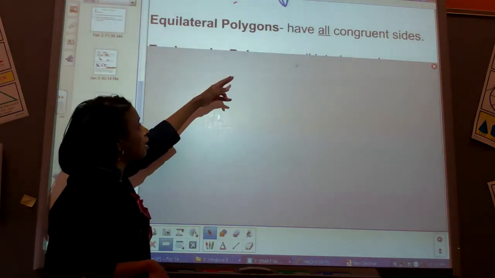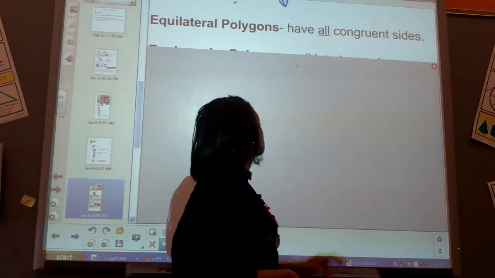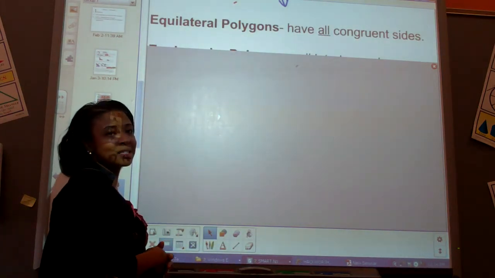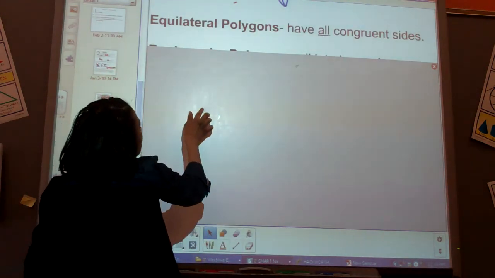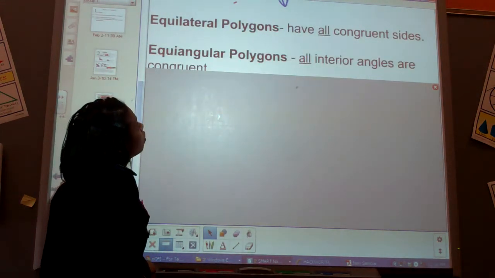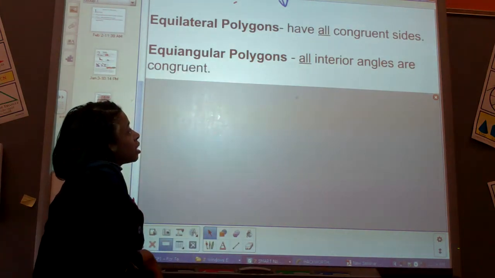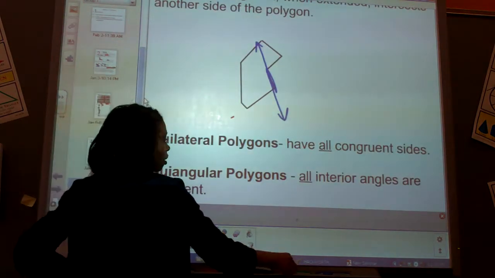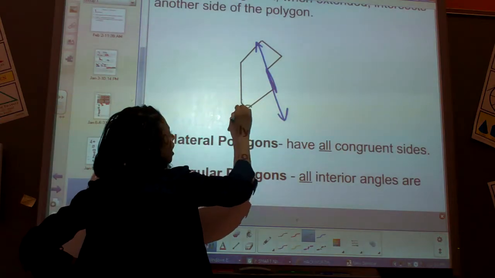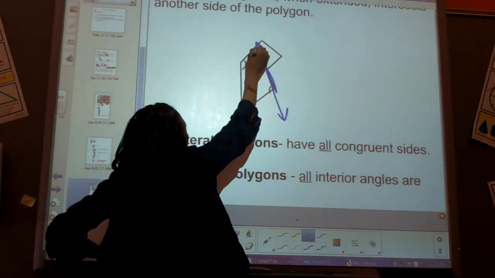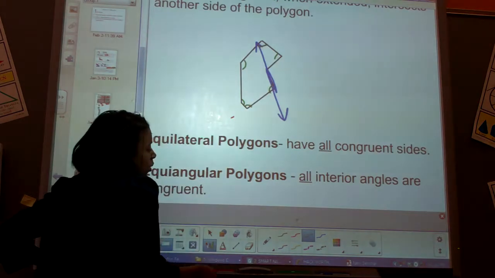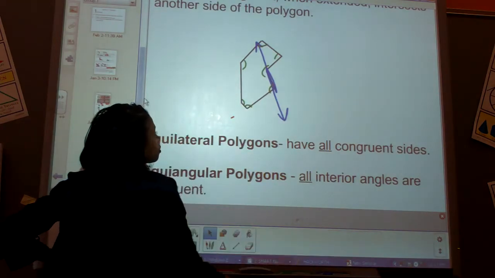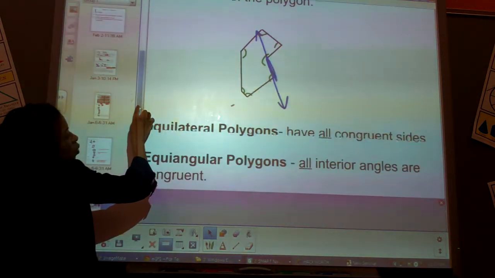Alright. Equilateral polygons have all congruent sides. So if it's 6-sided, if it's a hexagon or a heptagon, all of the 6 sides or 7 sides are congruent. Equal angular polygons means all the inside angles are congruent. So if this were equal angular, that means that this angle here is equal to that angle, is equal to that angle, is equal to that angle, and that angle, that angle. All the angles on the inside will be congruent. And this angle here. Okay? In this particular case, we know that that's not equal angular.